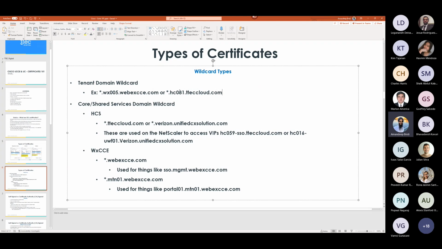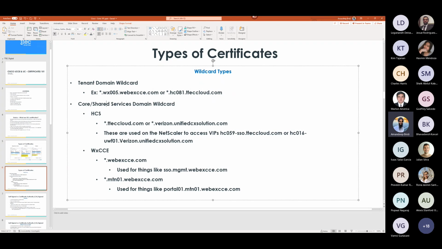In HCS, you had something similar with this one. But in HCS, we didn't apply this tenant domain wildcard unless the customer was on 12.5, because that's the new design that they came up with. So 12.5 and up, doesn't matter if you're HCS or WXCCE, you're applying a tenant wildcard on all the CVP, ICM, any third-party applications.